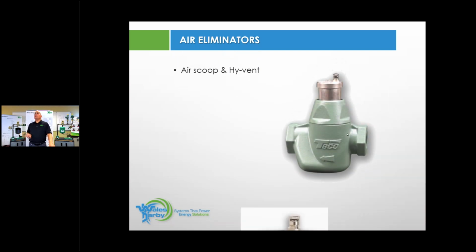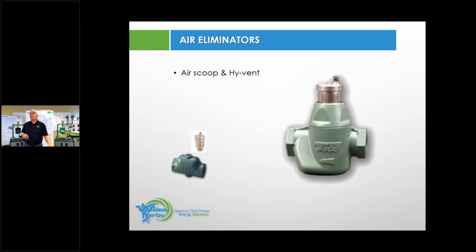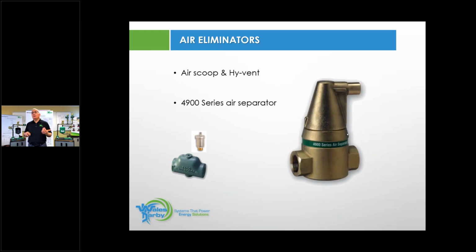Okay. Air eliminators. We talked about air eliminators. We talked about the air scoop. We made sure that you know that you need a minimum of how much piping in front of the air scoop? 18 inches, to calm that water down and get a nice smooth laminar flow for that air scoop to work. Your boiler's underneath the stairs in a tight area and you can't get that 18 inches in. What's the next best scenario? Use the air separators. In the world of TACO, that's our 4900.